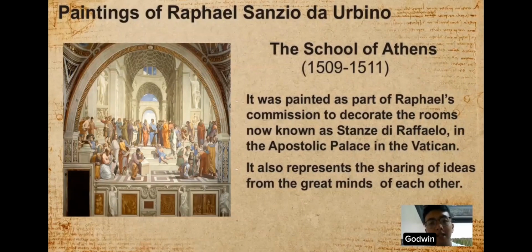The School of Athens is also one of Raphael's paintings. It was created in 1509. It was painted as part of Raphael's commission to decorate the rooms now known as Stanze di Raffaello in the Apostolic Palace in the Vatican. It also represents the sharing of ideas from the great minds of each other. As you can see in this painting, many philosophers, mathematicians, and scientists are sharing their ideas with one another.